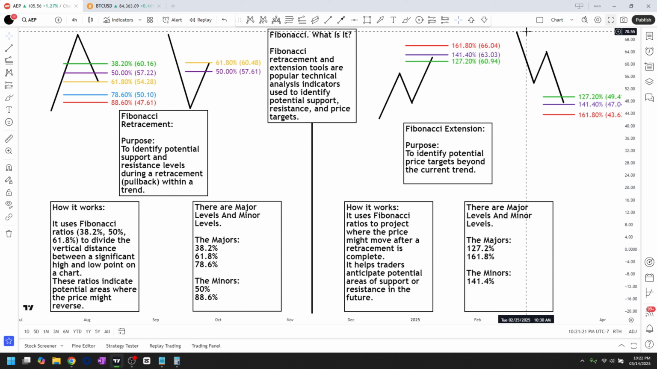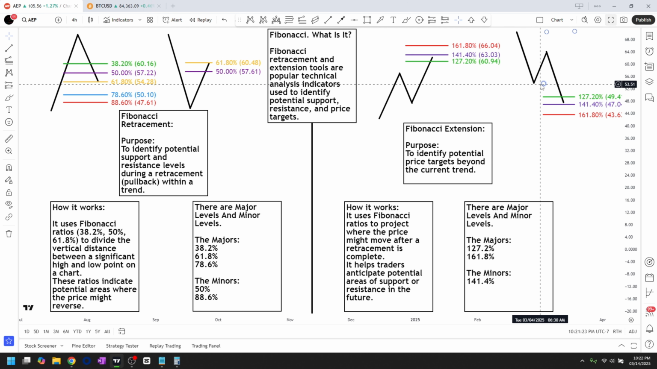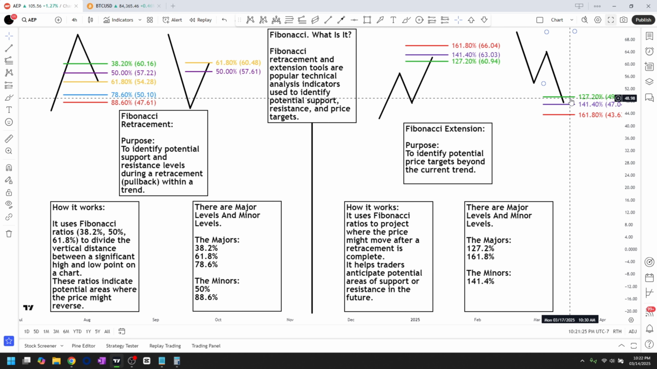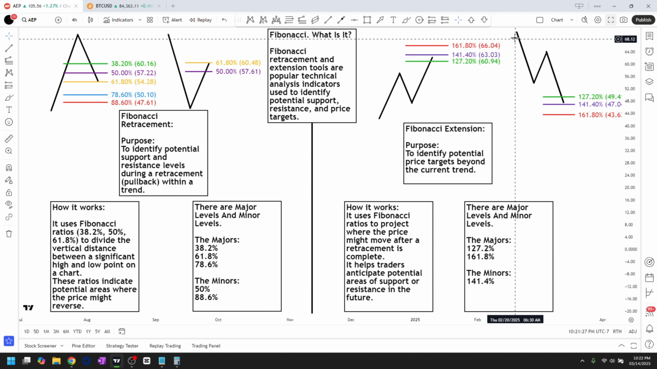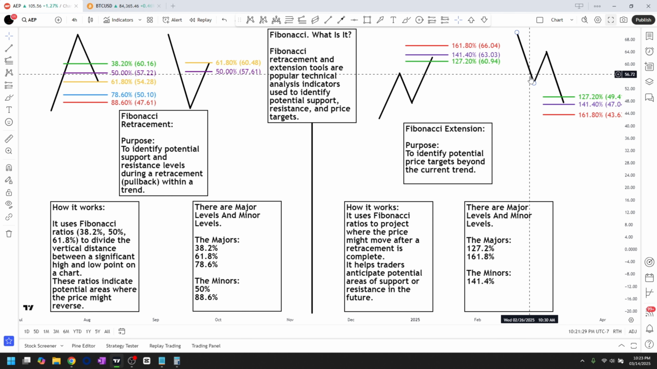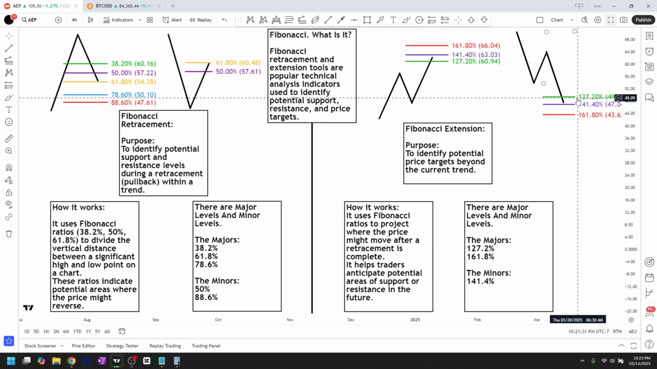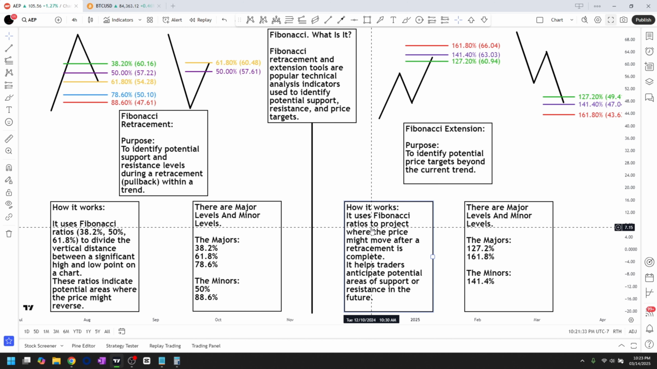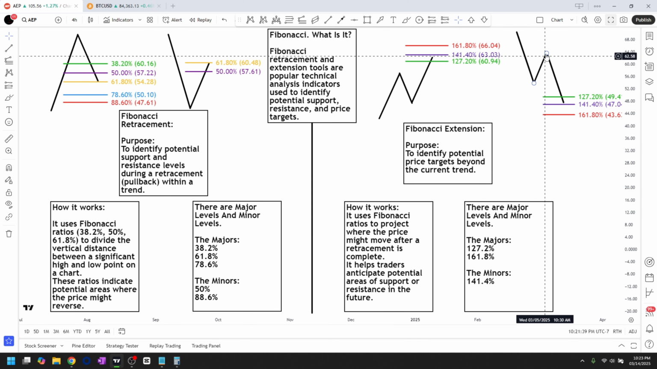But you'd basically be looking at from the swing high here to the swing low here, and that's going to tell you that that was a 127 extension of this, this high to this low, that's 127%. So how it works, it uses Fibonacci ratio to project where price action might move after a retracement. It helps traders anticipate. So this is more of a projecting tool. This is a tool to project what should happen.